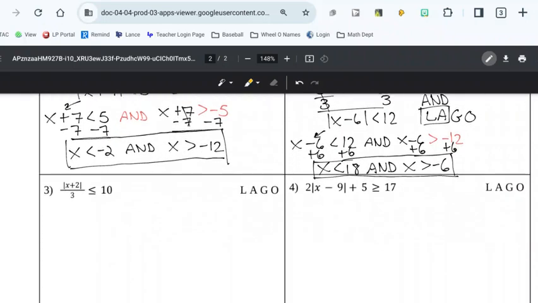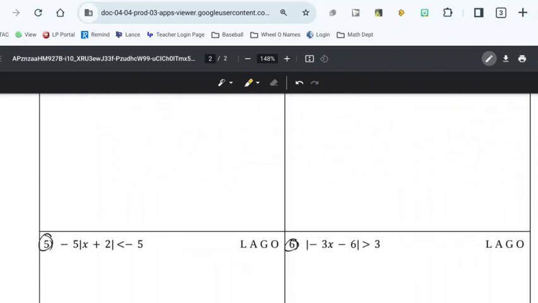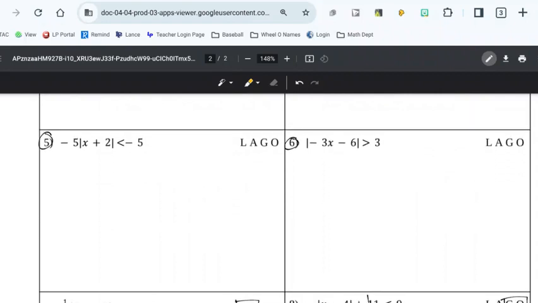All right, skipping 3 and 4 for now. That's for you all to try. And then here's our last two, 5 and 6.